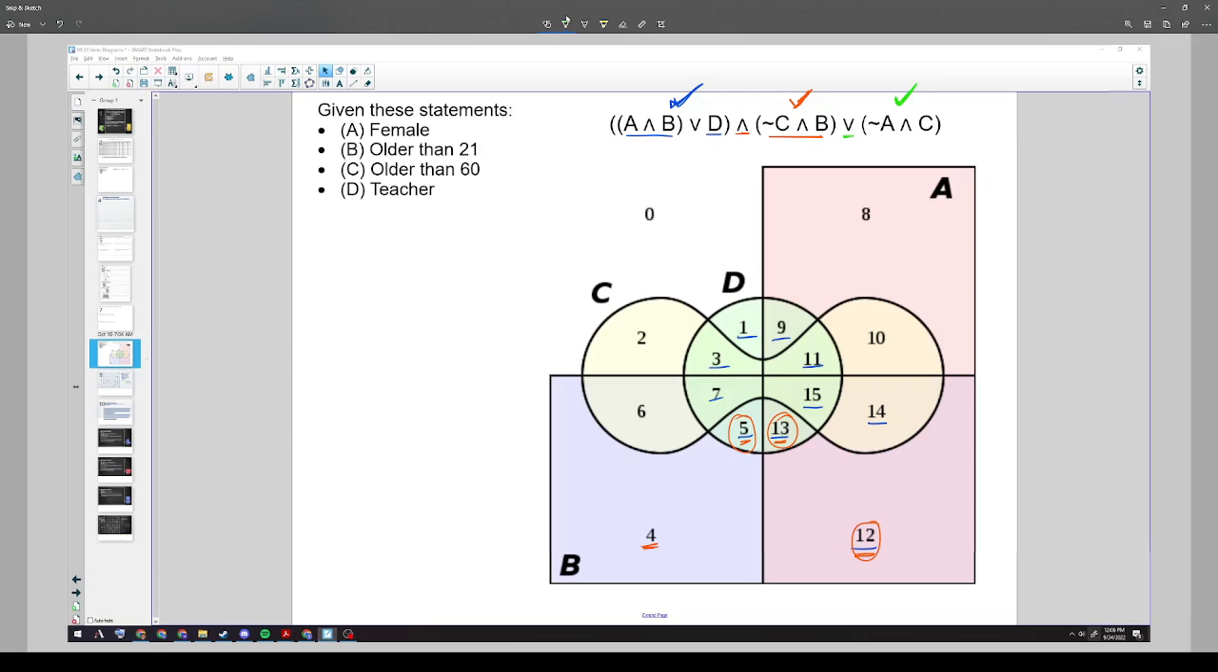So I want to highlight in green everything that's not in A and is in C. So we're looking in this yellow bubble in the middle, but not anything on the right side that's in A. That would be 2, that's in C and not A, 6, 7, and 3. So in total, I ended up with 7 answers, and those 7 correspond exactly to the 7 rows on the truth table that came out to be true as well.